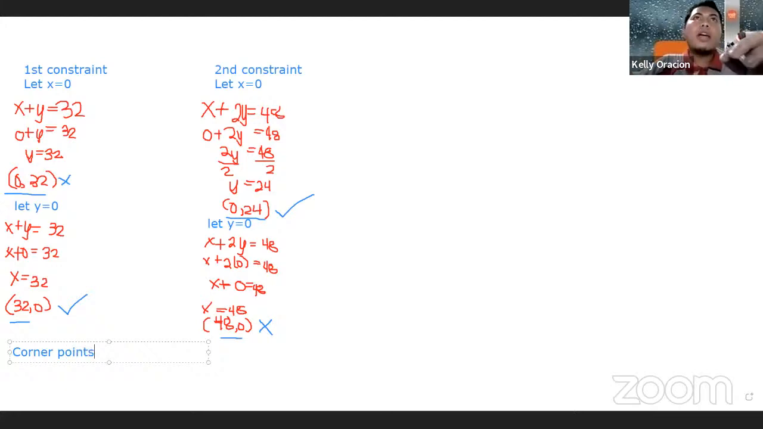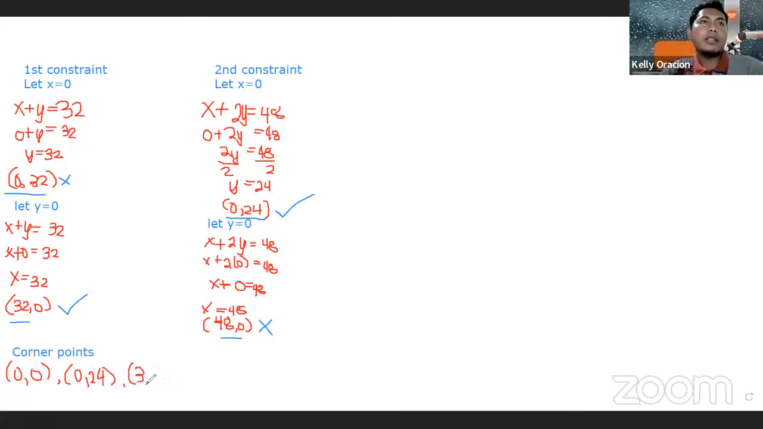Okay. We have now the, okay, by the way, I almost forgot. Take note, this is maximum, maximizing profit, or maximize. Pag maximum or maximize, kasali na agad sa corner points si 0, 0, the origin. Please take note of this one. Next, we have also yung dalawang check dito. It's 0, 24.